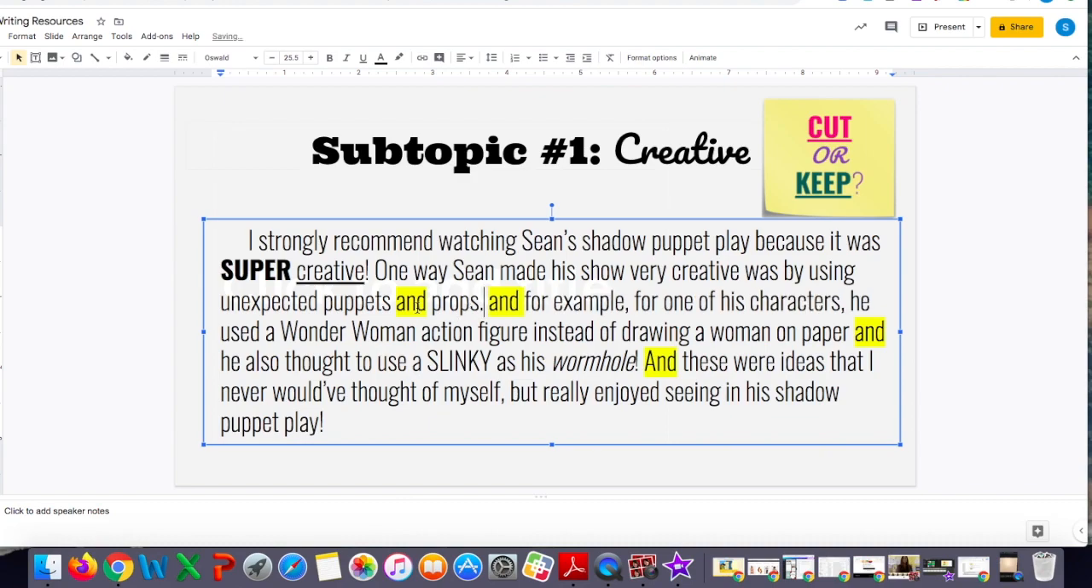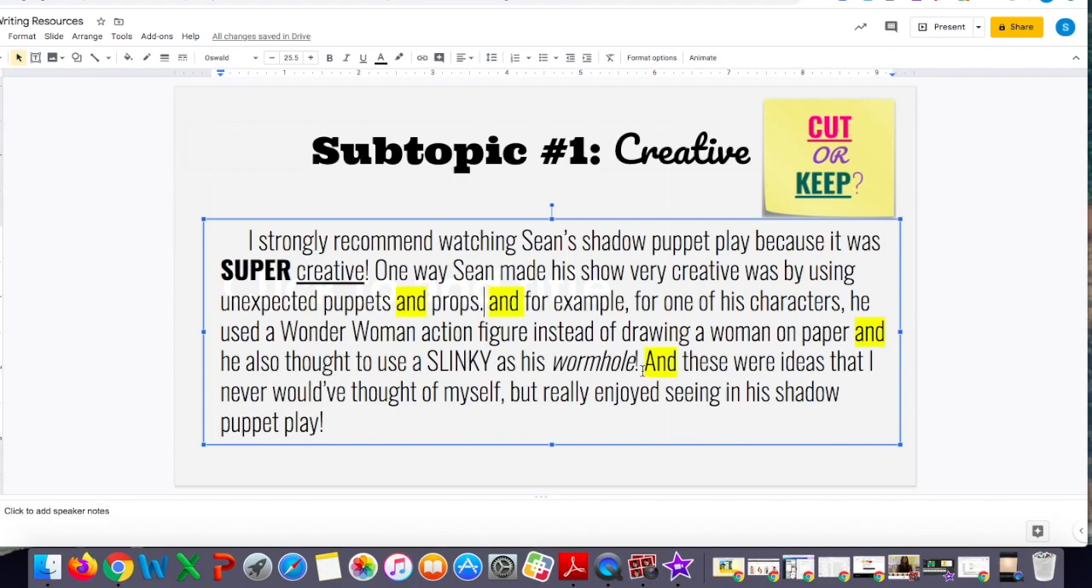Okay, so I'm going to keep that "and." Now, there's nothing before this "and," so I need to see if the part that comes after the "and" makes sense without this "and" here. Let me read it and see. For example, for one of his characters, he used a Wonder Woman action figure instead of drawing a woman on paper, and he also thought to use a slinky as his wormhole.